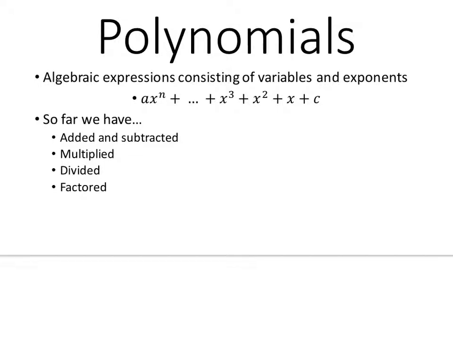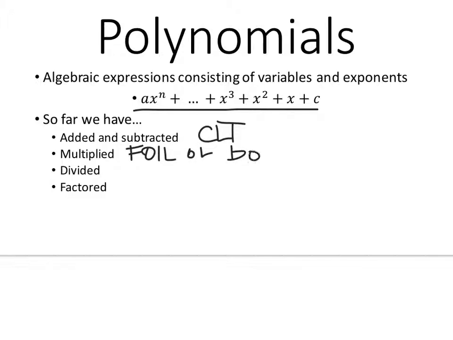All right, last semester we stopped with polynomials. Again, this is kind of what polynomials look like. It's just an algebraic expression where you have variables and exponents. So far with polynomials, we have added and subtracted, which is combining like terms. We have multiplied either using FOIL or the box method. And we have divided using long or synthetic division.